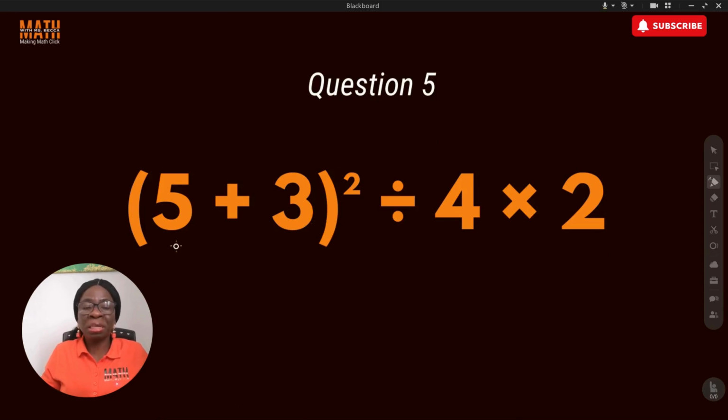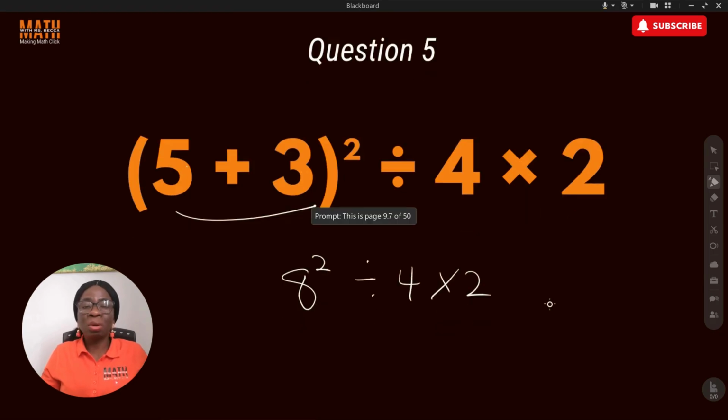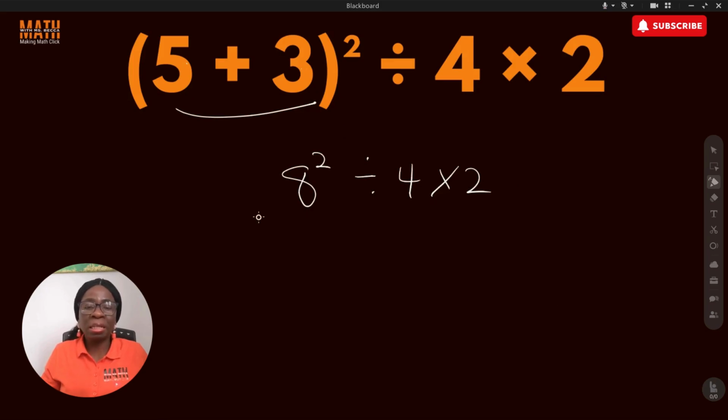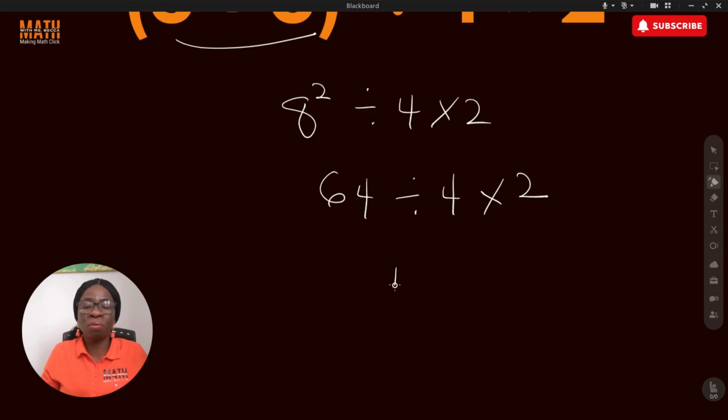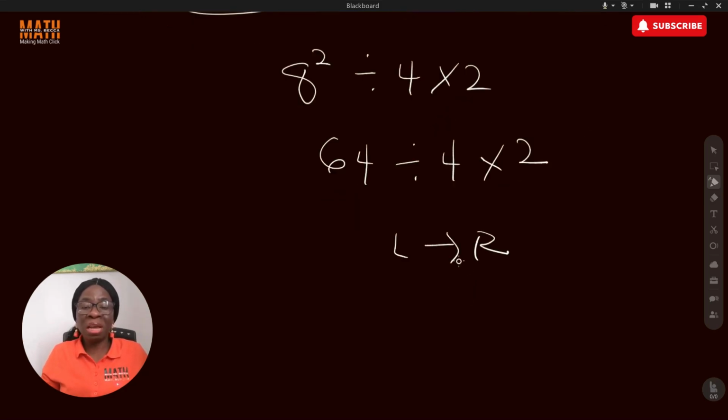We solve the parentheses first so that we have 5 plus 3 is 8. So this becomes 8 squared divided by 4 times 2. Then we solve the exponent next. 8 squared gives 64. So this gives 64 divided by 4 times 2. Now we are left with division and multiplication. So we solve from left to right. 64 divided by 4 gives 16, and then we have 16 times 2, and the answer is 32.